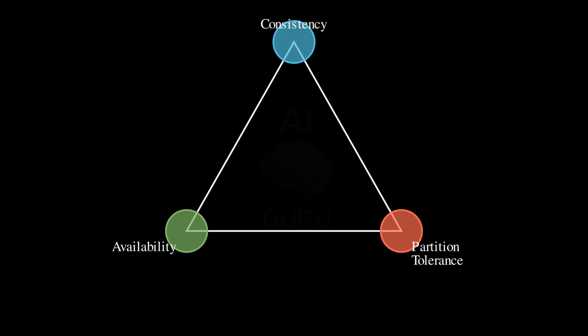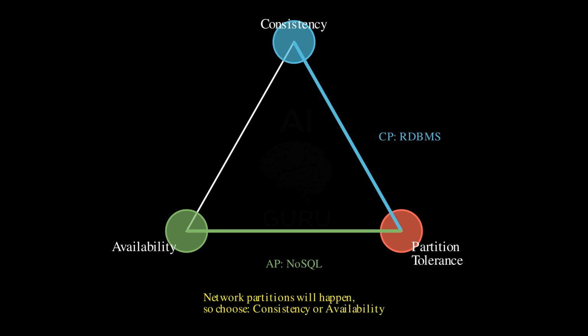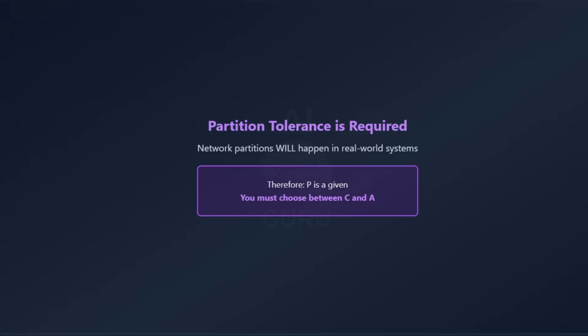Correct. The relational world tends to lean towards consistency and partition tolerance, or CP. The NoSQL world generally leans toward availability and partition tolerance, AP. And they accept that data might be what's called eventually consistent across all the different nodes. And that flexibility, that's what allows NoSQL to distribute data across many, many servers so much more easily.